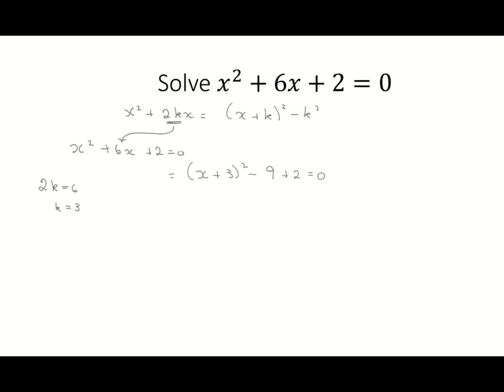and that's got to be equal to 0 as well. So we've got x plus 3 squared minus 7 equals 0, and that's what we're trying to solve then. Now we can rearrange that and say that x plus 3 squared is equal to 7, x plus 3 equals plus or minus, don't forget plus or minus, root 7, and x equals negative 3 plus or minus root 7.